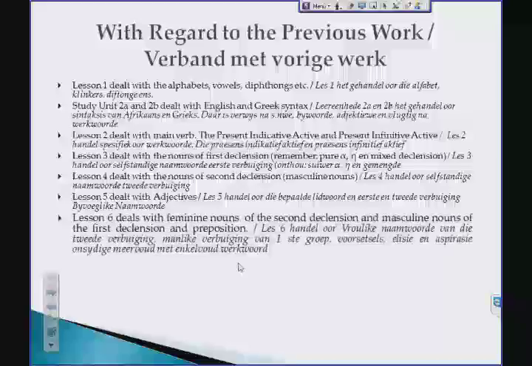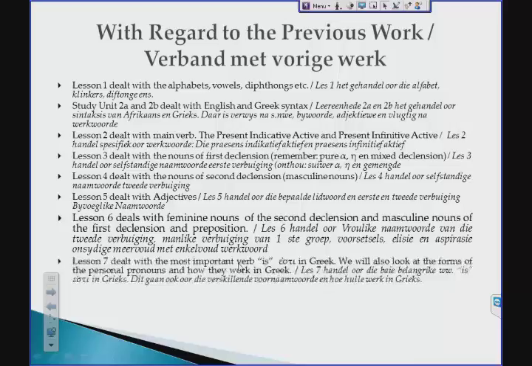And then lesson 6 of CROI, we dealt with the feminine nouns of the second declension and the masculine nouns of the first declension. Just that bit of confusion. It's only 2 words. Okay? You will remember that. 2 words in the feminine nouns of the second declension and 2 words in the masculine nouns of the first declension.